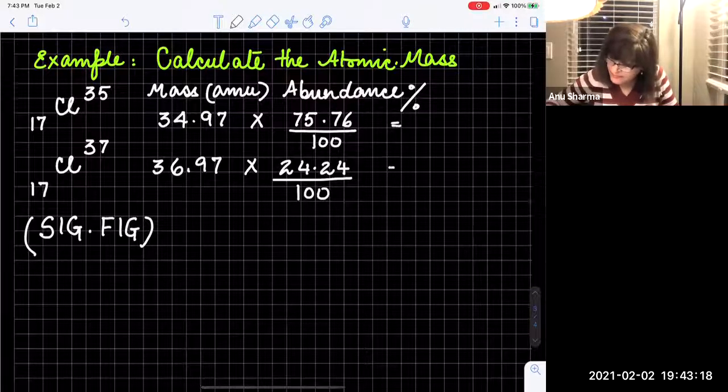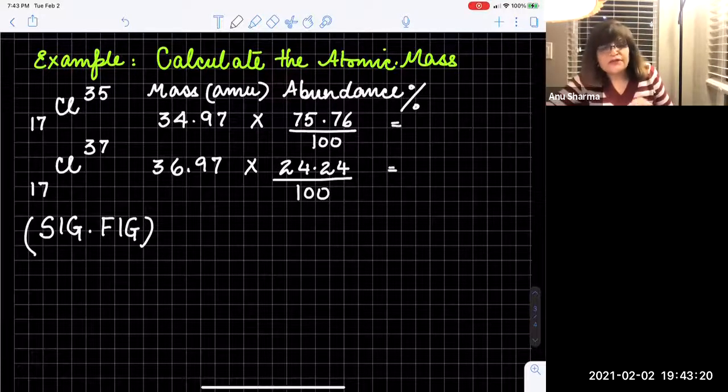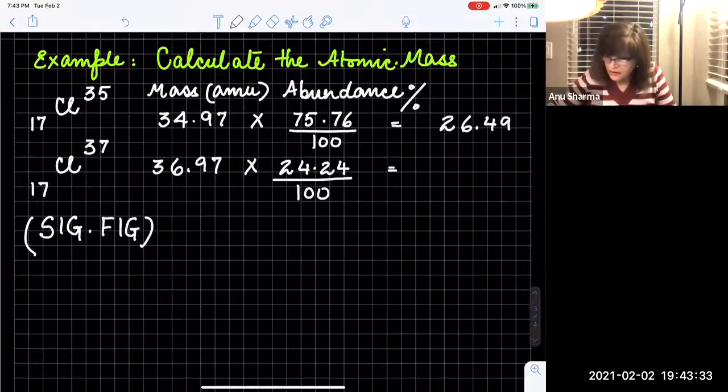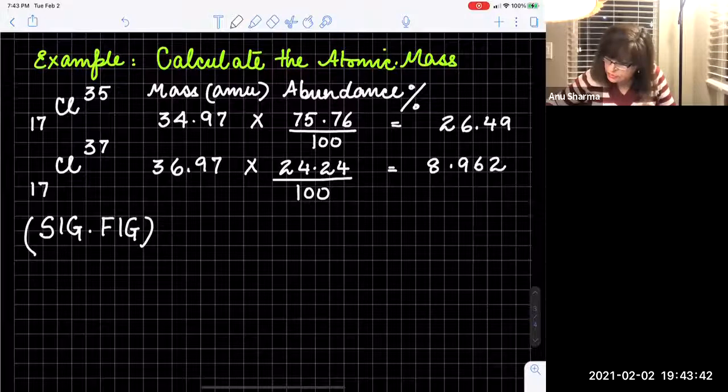Okay. All right. So 34.97 times 75 divided by 100 gives you 26.49 atomic mass unit. So this is the contribution coming from chlorine 35. Next one is 8.962 atomic mass unit. That is coming from the chlorine 37. And then you're going to add these up.